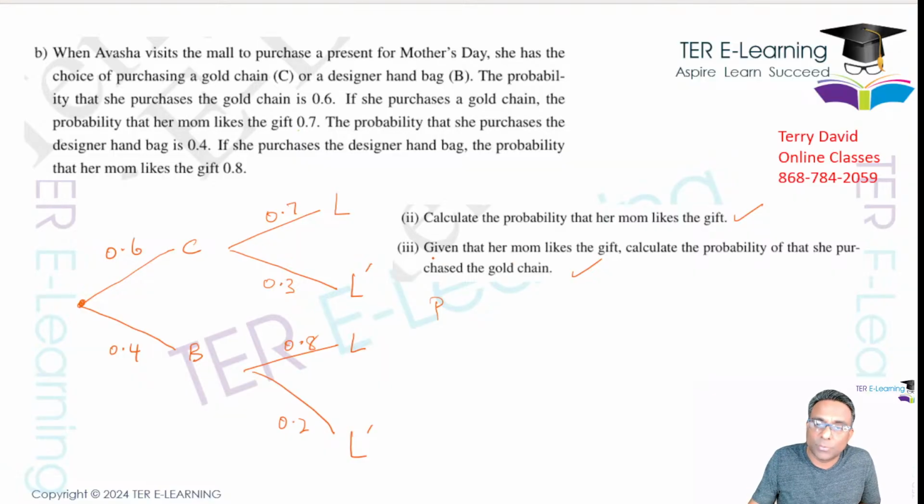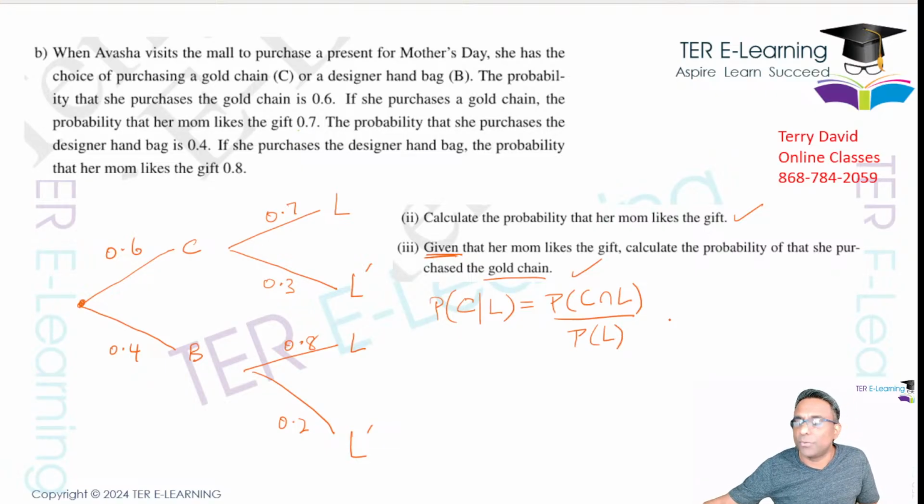So you want to work out the probability. They said given. Once you see the word given here, that tells us that our sample space has changed. And given that the mom likes the gift, you want to work out the probability that she purchased a gold chain. So that is the probability of the chain, I'm calling it C, given that she likes it. So in terms of our equation, it is going to be the probability of purchasing a chain and liking it, all over the probability of liking it.